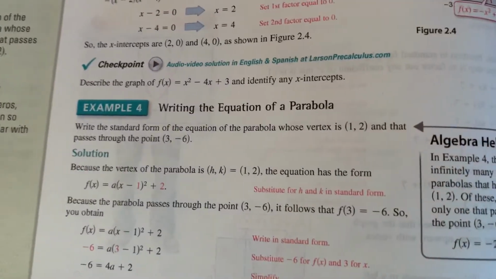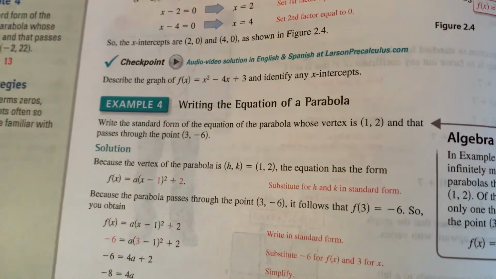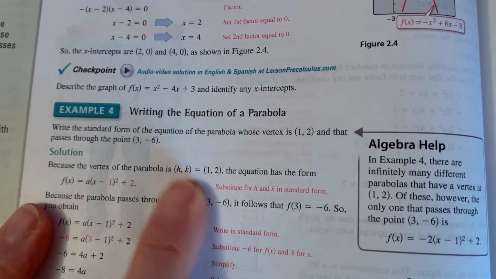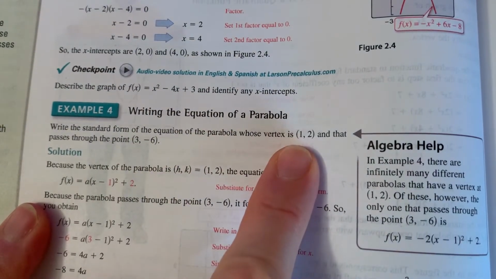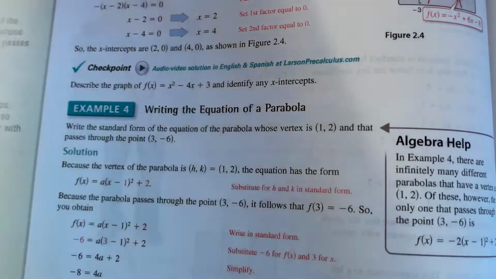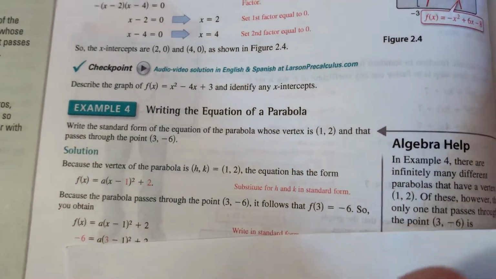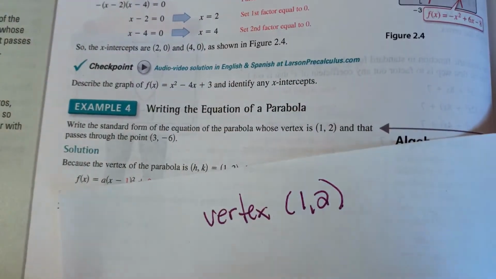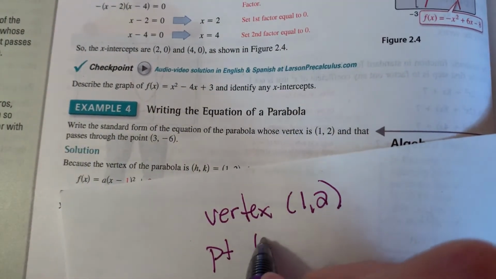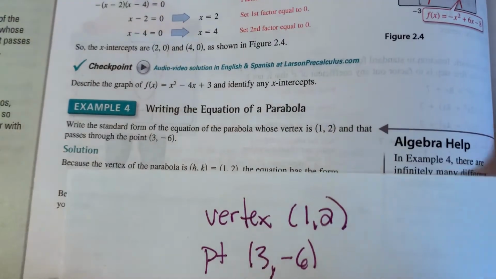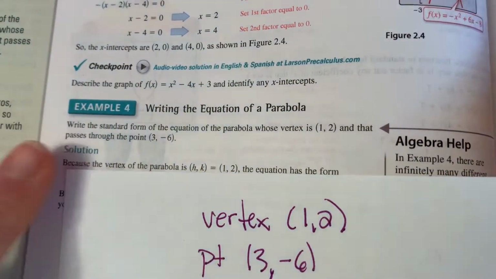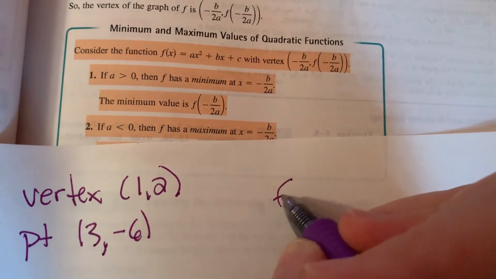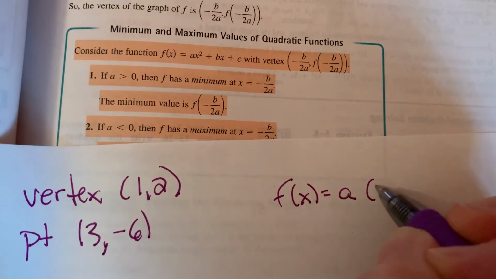And the other type of problem from 2-1 is when they ask you, it's like example 4, write an equation for a parabola when you're given the vertex and a point. So they tell me in this problem that the vertex is 1, 2, and the point they give me is 3, -6. Now, they also said write the standard form equation. So remember, this is what this textbook refers to as standard form.